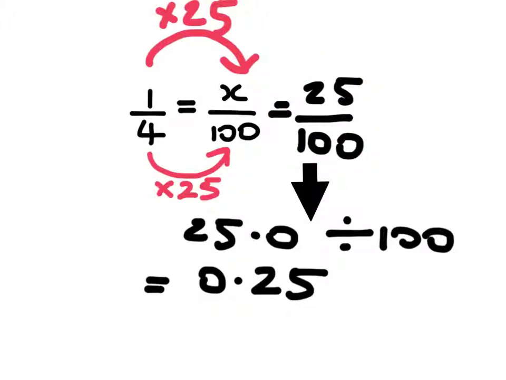Now remembering that 25, or any number, can be rewritten with a decimal and a 0 after the last number, in this case 5. So 25.0 divided by 100 equals 0.25. All I've done here is move my decimal 2 places to the left because I'm dividing by 100, which has 2 zeros.